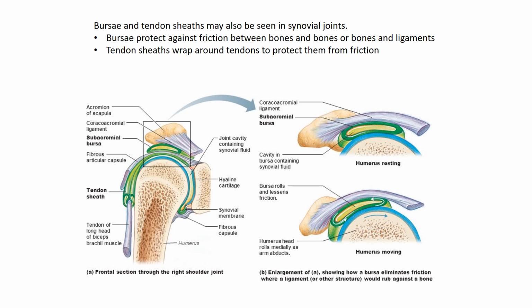Also in our synovial joints, bursae and tendon sheaths may be present. Bursae. These are like little pillows, little cushions that help to protect against friction between bones and bones or between bones and ligaments. And so here in the picture, it shows a subacromial bursa. So it's this very small synovial membrane filled with synovial fluid. Then tendon sheaths are similar to bursae, but they're elongated. Know that these go around the tendons to protect them from friction.